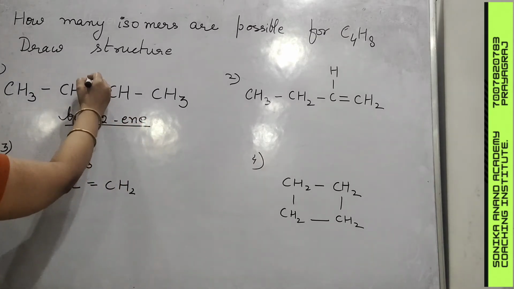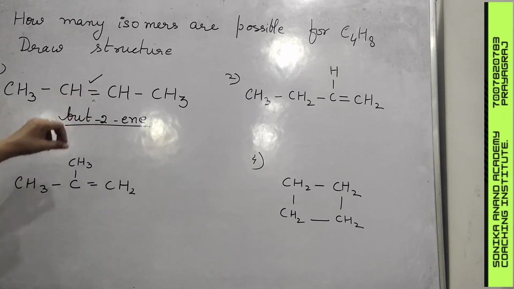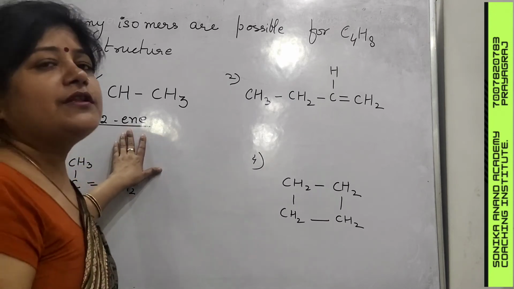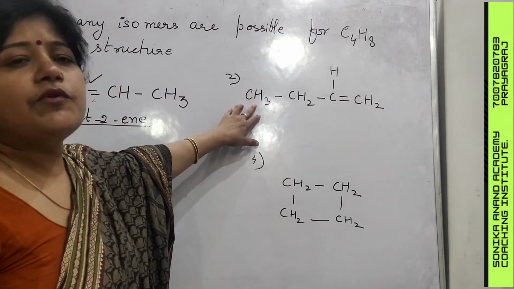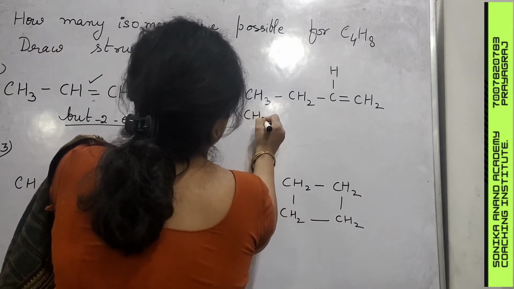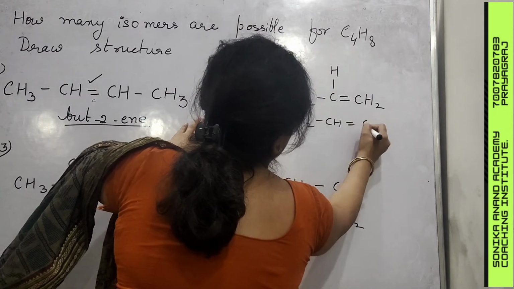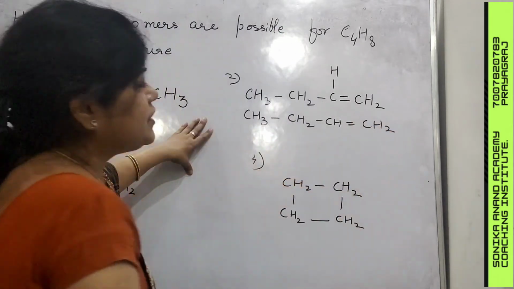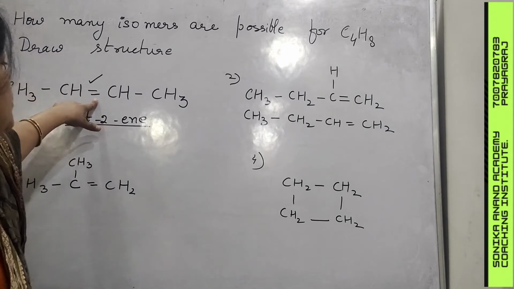2-butene, because the double bond is at the second position. Now after considering the straight chain, we transform it in this way, or we can also write this way: CH3, CH2, CH, double bond, CH2. This is also a straight chain for butene, but here the double bond is at the second position.